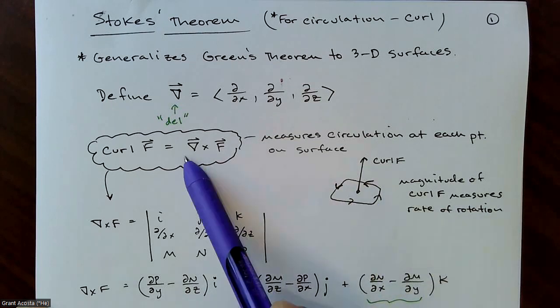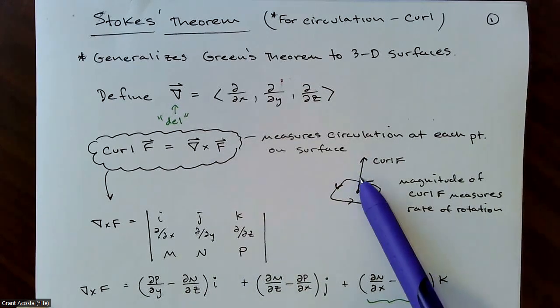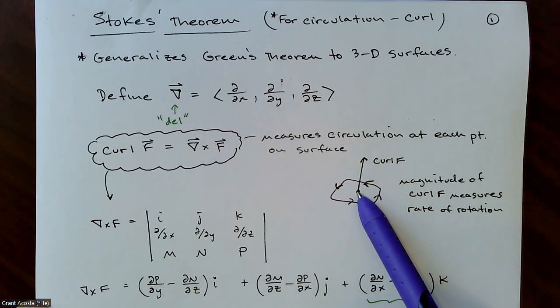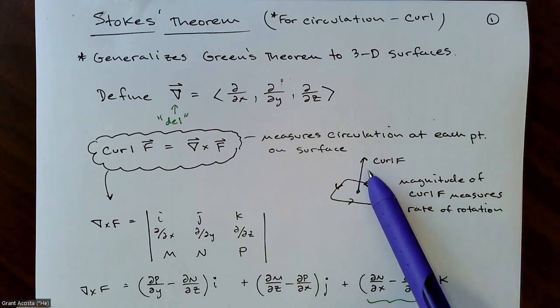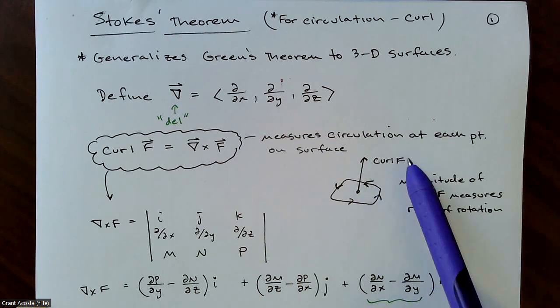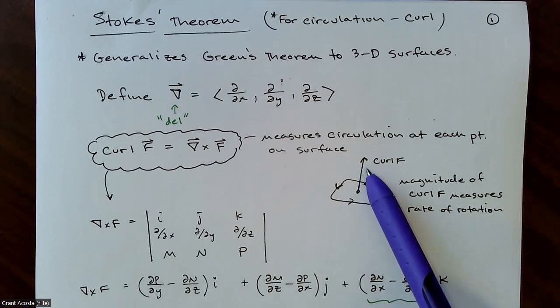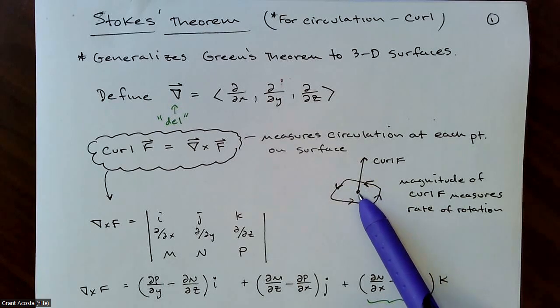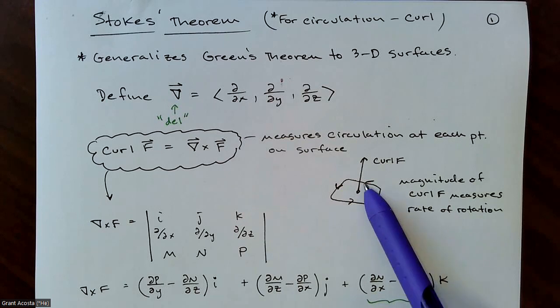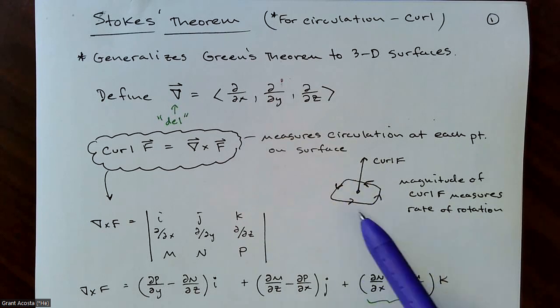However, it is a cross product, so the curl of f itself is actually a vector that would be perpendicular to the plane. Well, not necessarily. But anyhow, the length of that vector would denote the strength of the rotation tendency induced by the vector field.